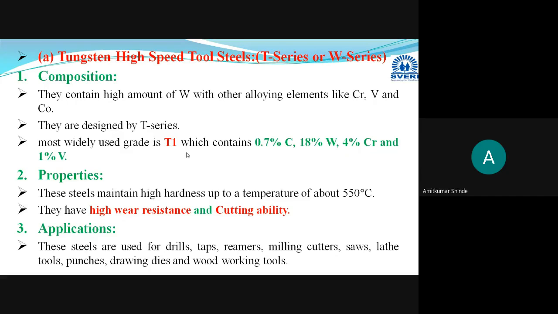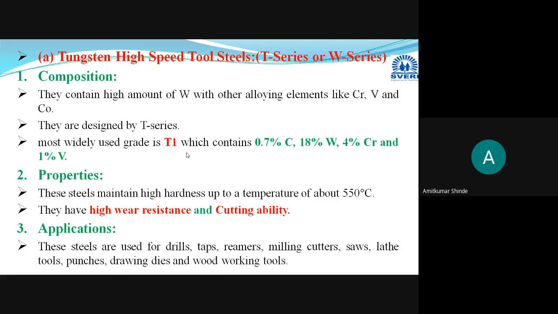Now what is the purpose of the addition of this cobalt? This cobalt will improve the cutting ability of that particular kind of steel, and due to that it will be able to cut hard and very abrasive material also. You can cut it with the help of this type of steel due to the addition of cobalt. This cobalt is added to improve the cutting ability.